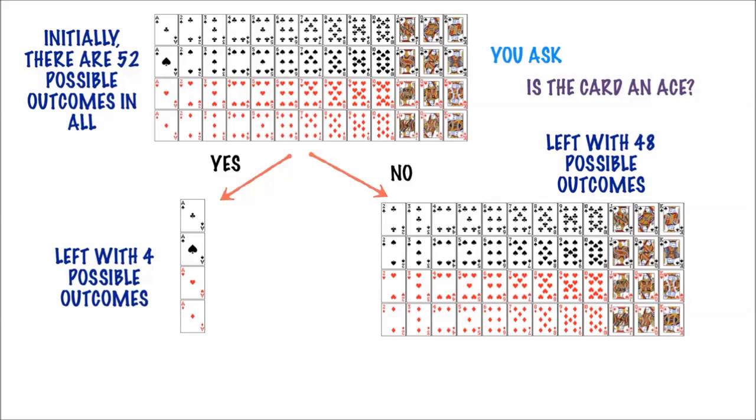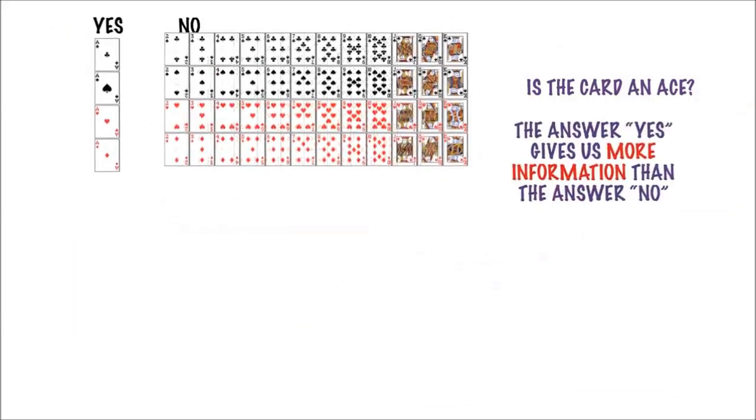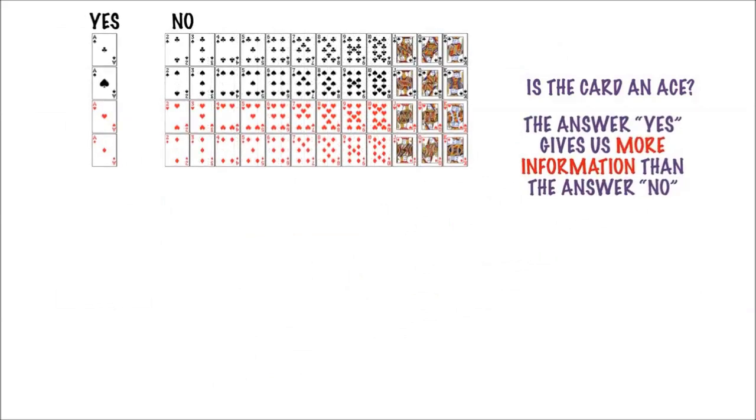So if the person had answered yes, you would have eliminated 48 possibilities and you were left with only 4. On the other hand, if the person answers no, you would eliminate only 4 possible outcomes. So when you look at these two answers themselves, there is one answer that gives you more information. That is the answer yes. The answer no gives you less information because it doesn't reduce as many outcomes. It still leaves a lot of outcomes on the table.